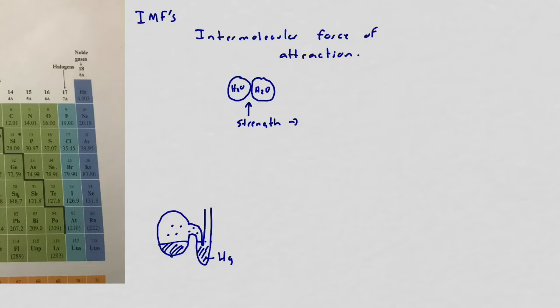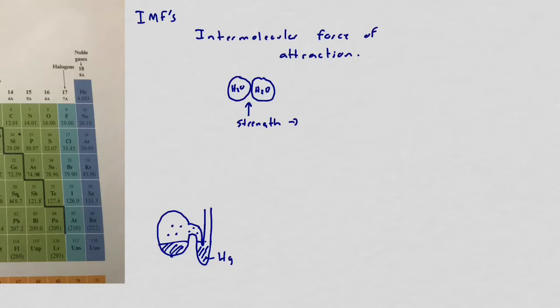This video is an overview of IMFs, not a description of the types. We're going to talk about three types: dipole-dipole interactions, London dispersion forces, and hydrogen bonding. But the general idea of what an IMF is, is that it is an intermolecular force of attraction. And the strength of that force of attraction between the molecules, not within them, affects many physical properties.